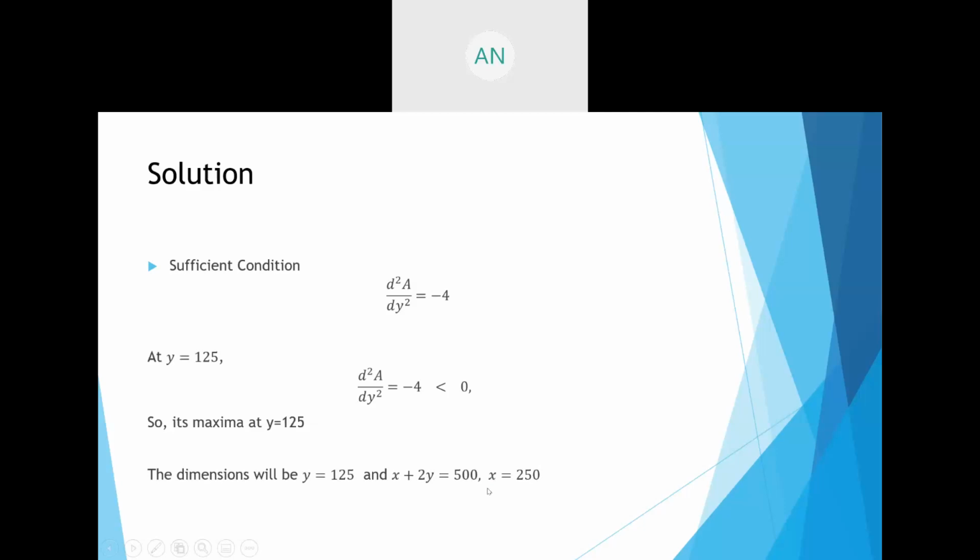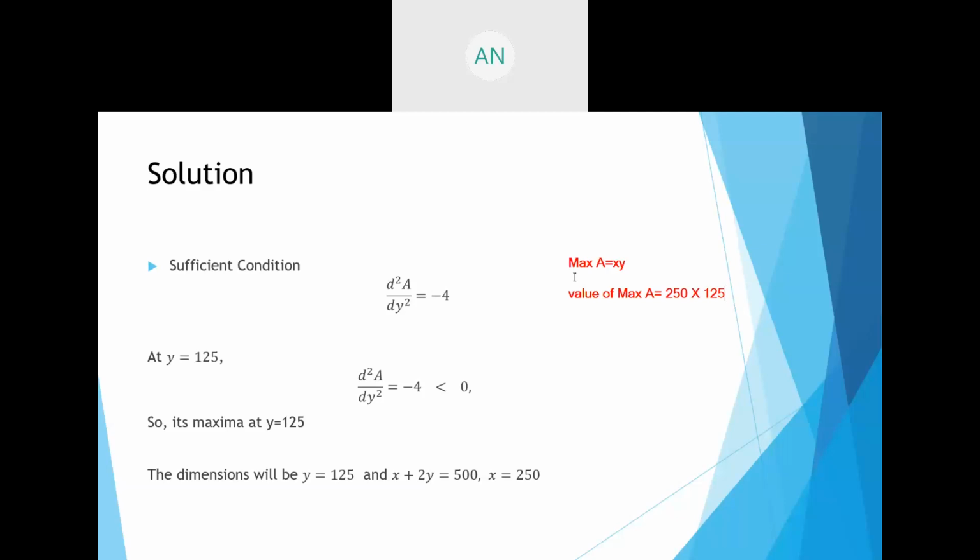Now, can you tell me the maximum area encompassed? What is the maximum area encompassed in this question? So max A is equal to xy, that is the function. To find the value of max A, all we do is put the values that we have found. X is nothing but 250 and Y is nothing but 125. So multiply it. 250 multiplied by 125.